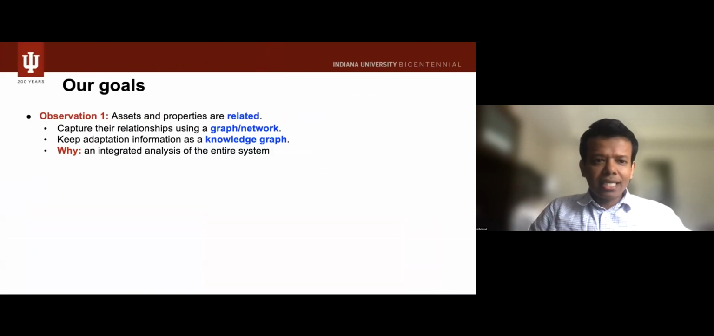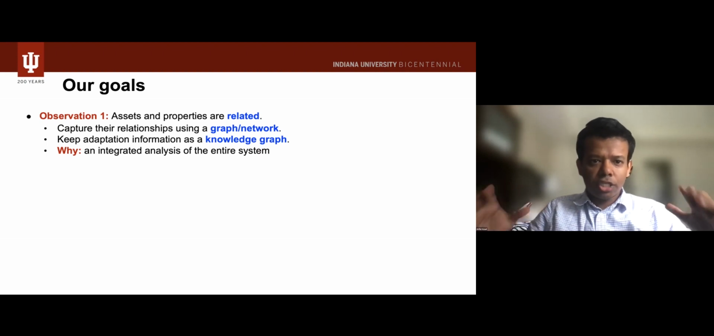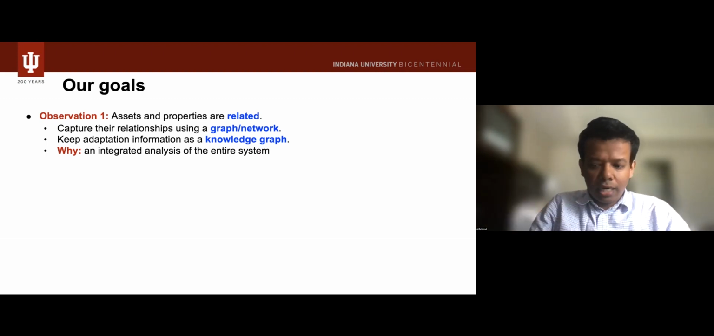So in the analytical side, we have three goals. The first goal is based on the observation that we have different assets and devices like HVAC, heating unit, cooling unit, and different things. So those things are related. And those hierarchies will tell us something about the relationship as well. If different devices are related, we should not analyze them individually.